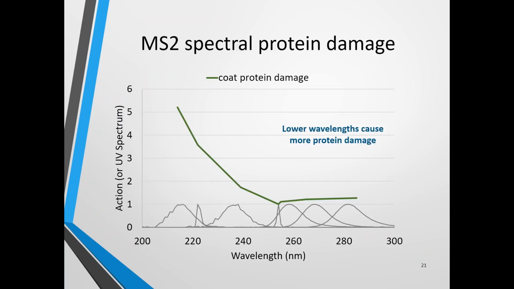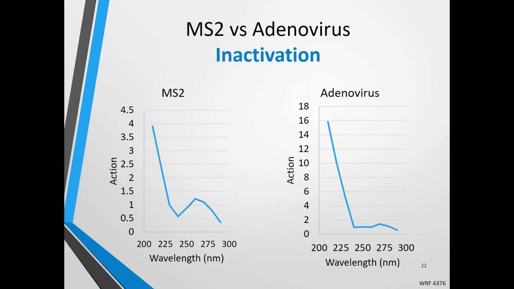And looking at these results, I'm showing you the action across the UV spectrum, and you can see at wavelengths below 250, we have a greater action for the coat protein damage, which shows that lower wavelengths cause more protein damage for MS2. And bringing this back and thinking about how MS2 compares to adenovirus, here's the action spectrum we've already looked at for inactivation of the two viruses. We see both of them are more efficiently inactivated at wavelengths below 250.